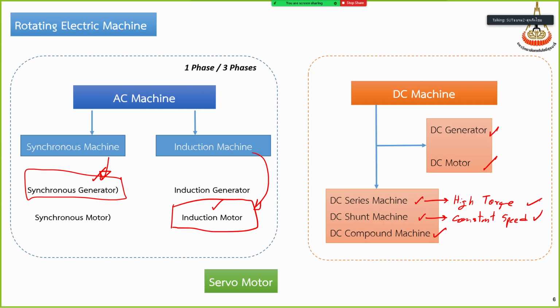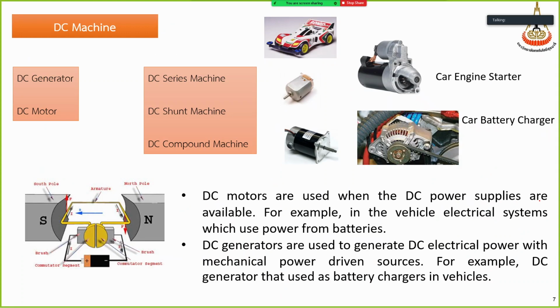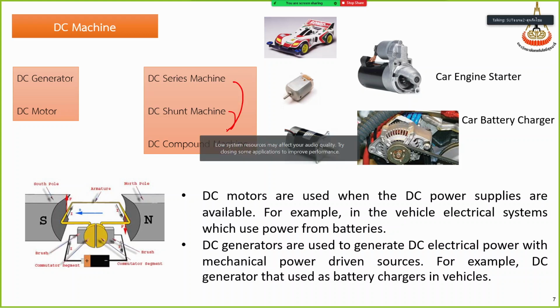But for some work where you need to drive something constantly, right? Constantly, you may use the shunt machine, for example. Okay, and for DC machine, we can use it for both generator and motor as well, right? And we have series machine, shunt machine, and compound machine. Compound machine is the DC machine that mixes together these two types, series and shunt machine, right? In this case, okay.